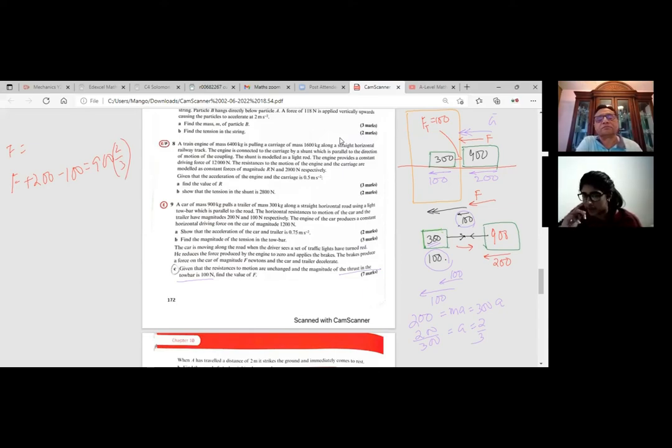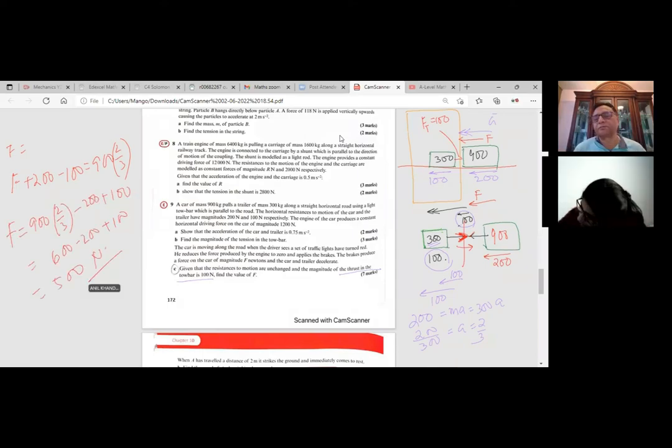Wait, so is the 100 in the tow bar? Now that is acting as a tension. Yeah. Now it will act in this direction. It will oppose it, right? Okay. So what do you get? 600 minus 200 plus 100, which is 500. So you get force of 500 newtons.